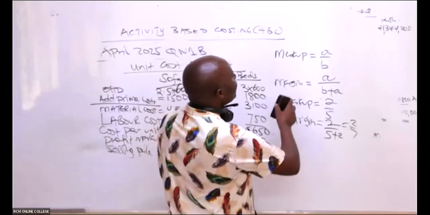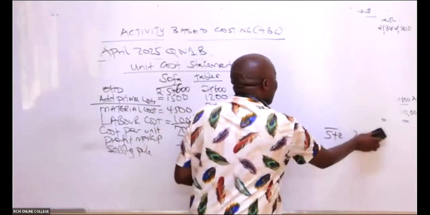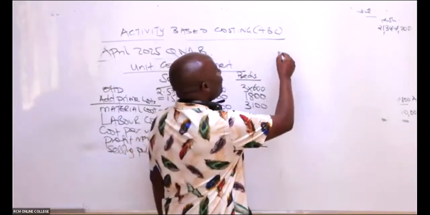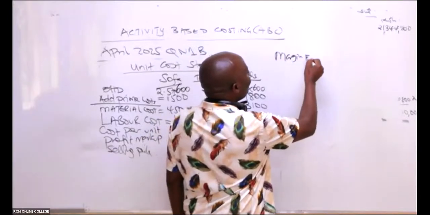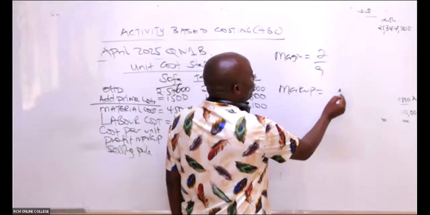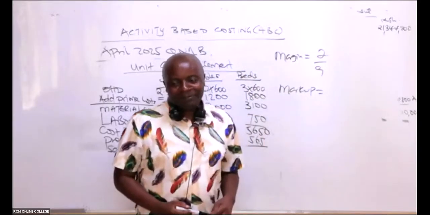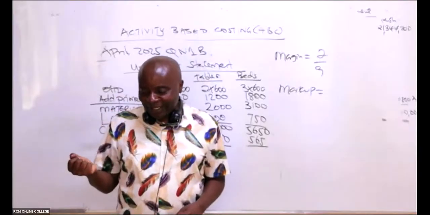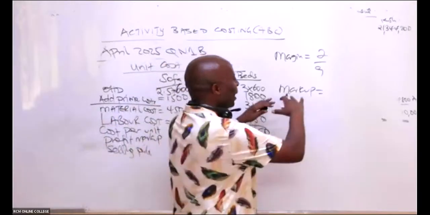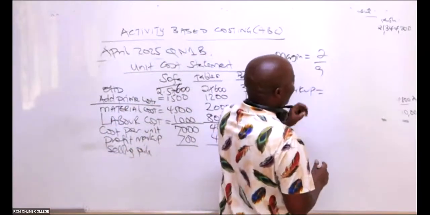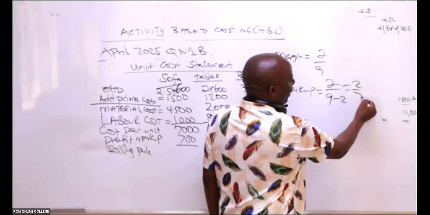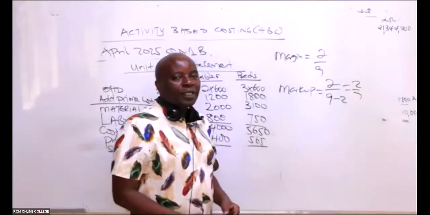What if some ninja came and gave you margin as 2 over 9? What do you think will be the markup? Markup is a smaller one, isn't it? Markup always has a smaller denominator. So it will be 2 over 9 minus 2, which will be 2 over 7.